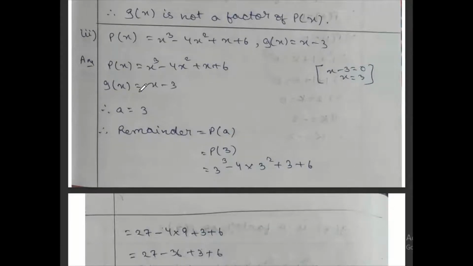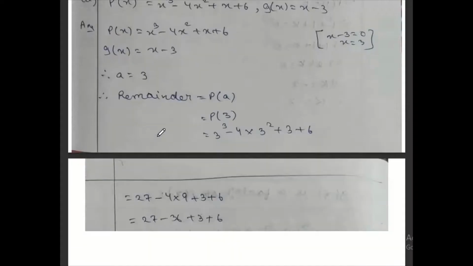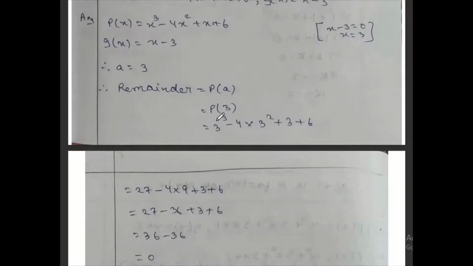Now third one, same question. p(x) is given x cube minus 4x square plus x plus 6. g(x) is x minus 3. Take this divisor outside. x minus 3 equals to 0. x is equal to 3. So the value of a is 3. Go for remainder. Remainder is p of a, p of 3.